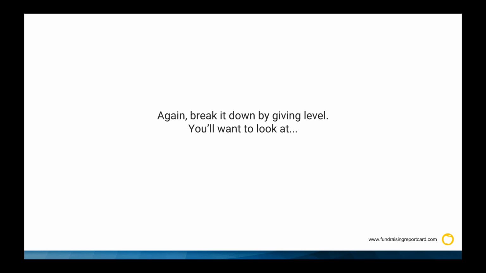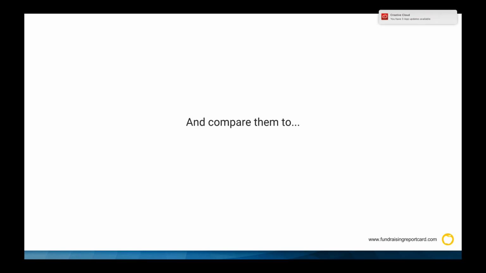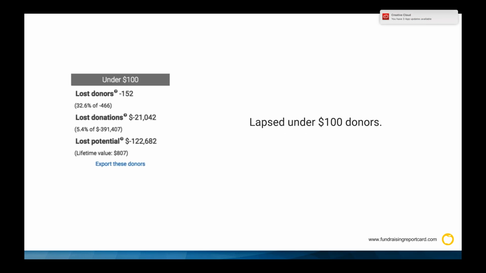the organization. So again, we'll want to break it down by giving level, and we'll want to look at lapsed under $100 donors. So the first thing we're looking at here with the under $100 donors, we have a nice little screenshot from Fundraising Report Card, is we're going to see, okay, how many lost donors did we have last year in our particular segment? In this situation, for this little demo data set that I was working with, there were 152 lost donors that this organization had.